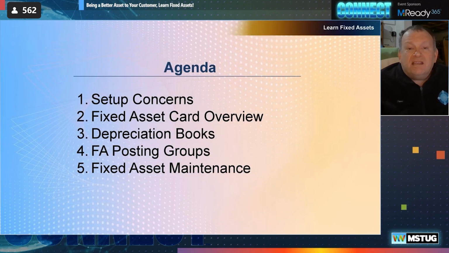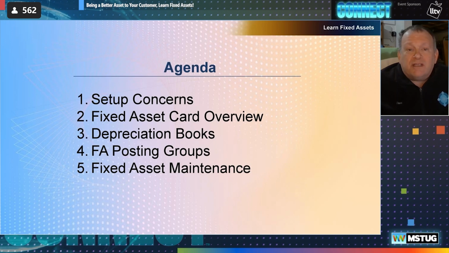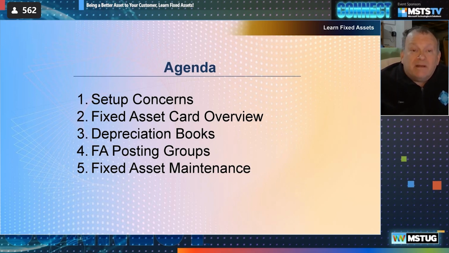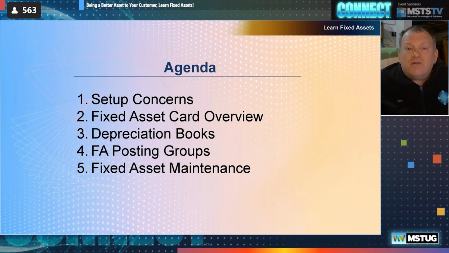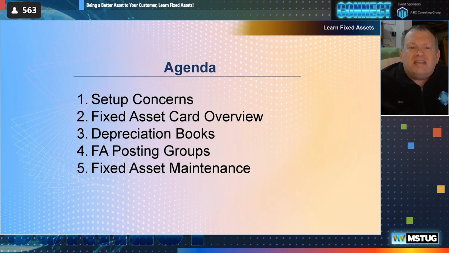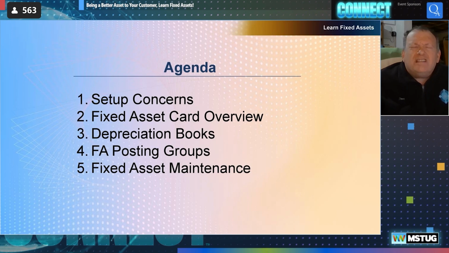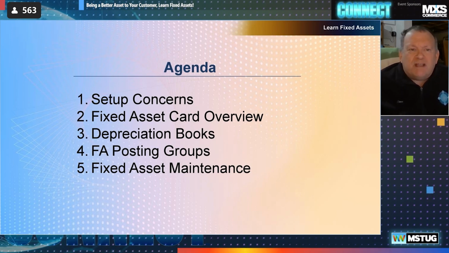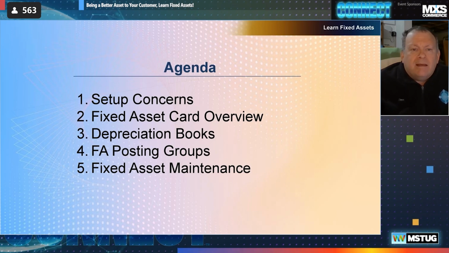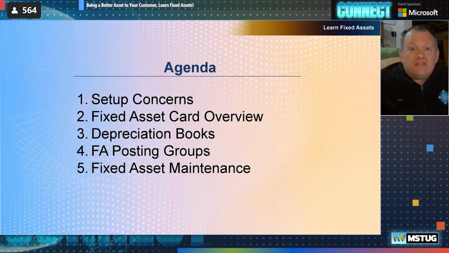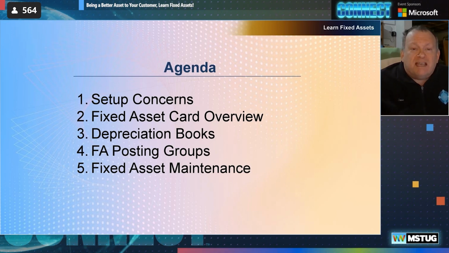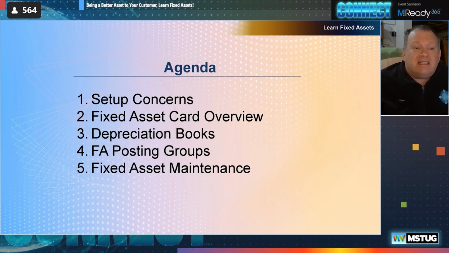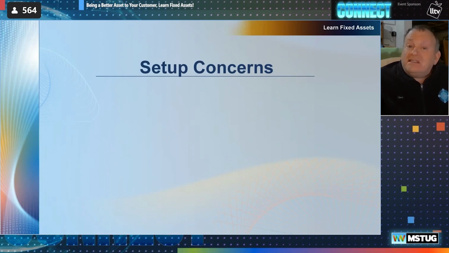All right, a little bit about the agenda. I always like to ask everybody, what are we going to learn today? Today we're going to learn about the setups, some concerns, things you have to worry about, the fixed asset card. Let's learn what it means and how we populate it. What is a depreciation book? Where does it come from? What does it mean? How does it interact with the rest of the Business Central software? Then we're going to talk about the FA posting groups, and we'll round out our conversation with the fixed asset maintenance. Then we'll do a demo at the very end. So let's get started, and let's begin with setup concerns.